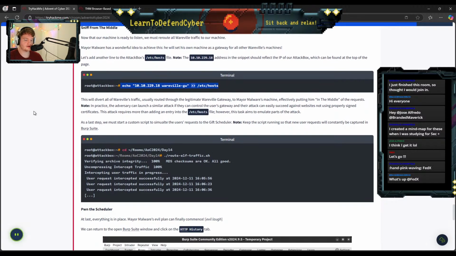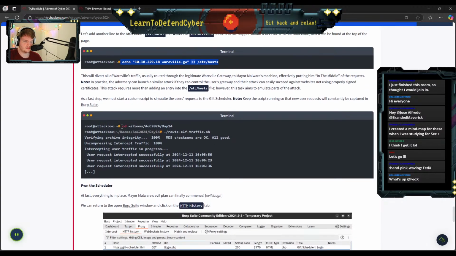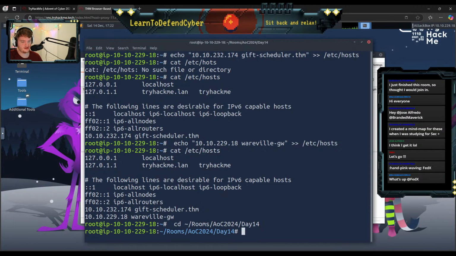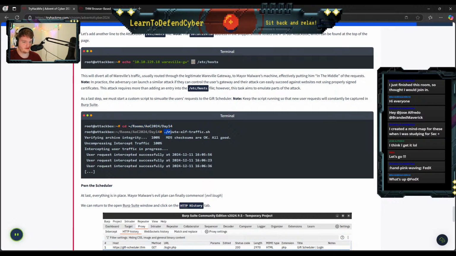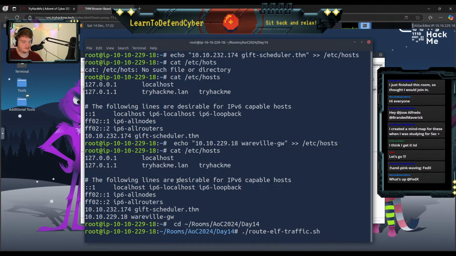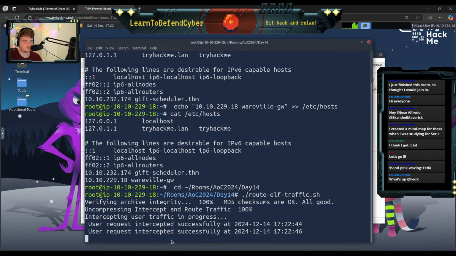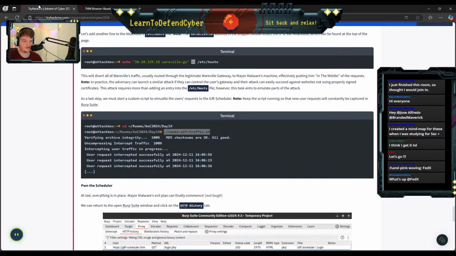Okay. At the last step, we must use a custom script to simulate users' requests to the gift scheduler. Keep the script running so that new users' requests will constantly be captured in Burp Suite. So we've got our script here. Okay, so we'll copy this line by line, paste that in. And then we're going to execute this shell script we have. Paste that in, hit enter. Okay, goes through here, and we are intercepting our requests.